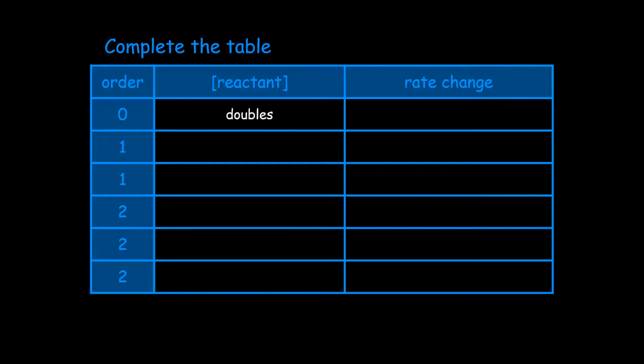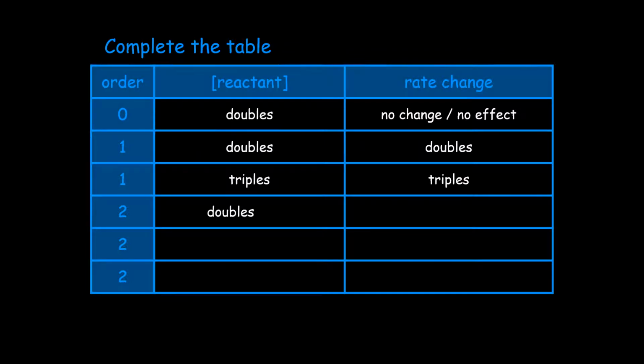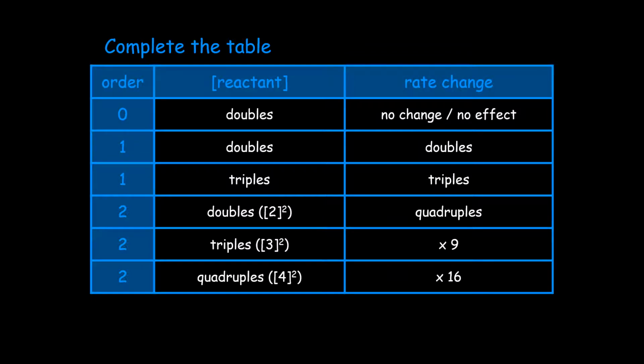So if the reactant concentration doubles and it's zero order, then there's no effect on the rate. If the reactant concentration doubles and it's first order, then the rate doubles. If the reactant concentration triples and it's first order, then the rate triples. If the reactant concentration doubles and it's second order, then it's going to quadruple the rate. Tripling the concentration of a second order reactant makes the rate go up by 9 times. Quadrupling the concentration of a second order reactant makes the rate go up by 16 times.